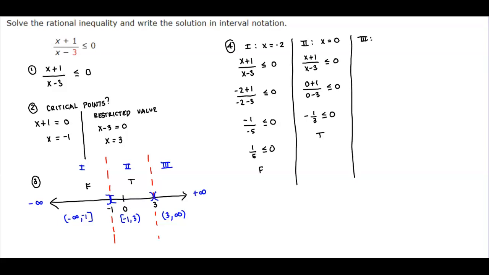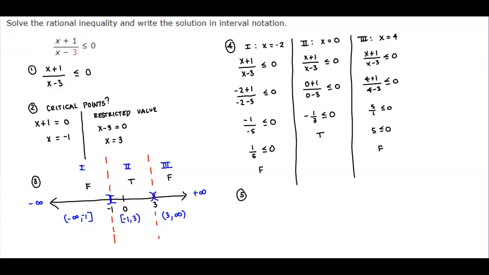And then if we try region number 3, we're going to pick the value of 4. So we're going to plug that into our inequality. And so we end up getting 4 plus 1 over 4 minus 3. And so we get 5 over positive 1. And is 5 less than or equal to 0? Well, that is false. So we know it's false for region number 3.